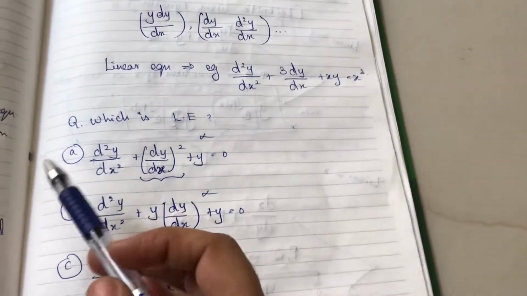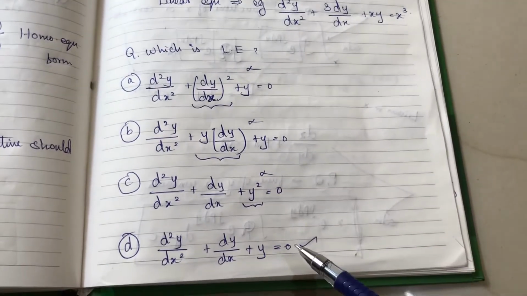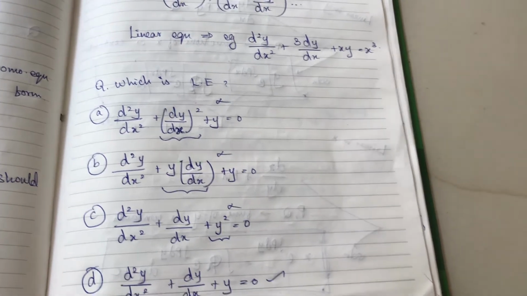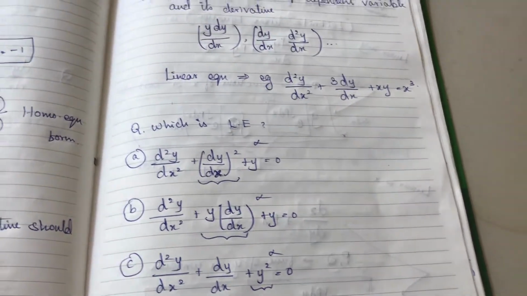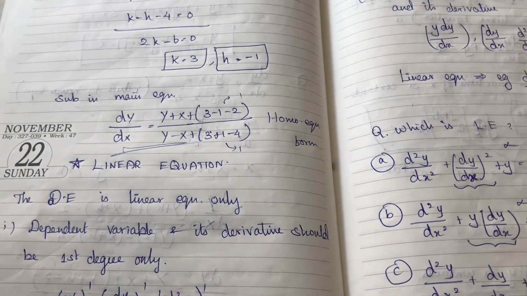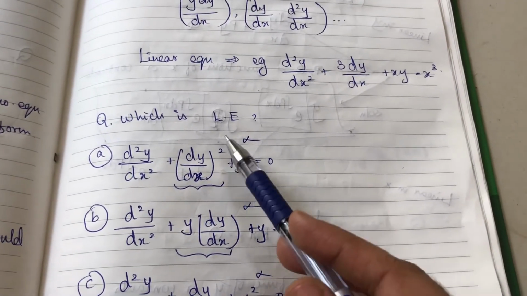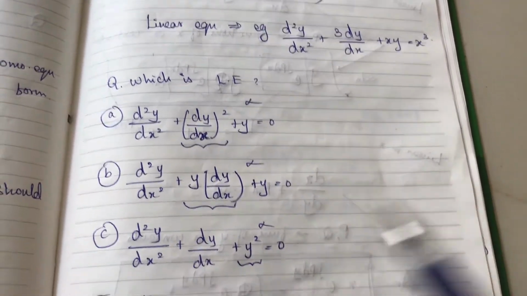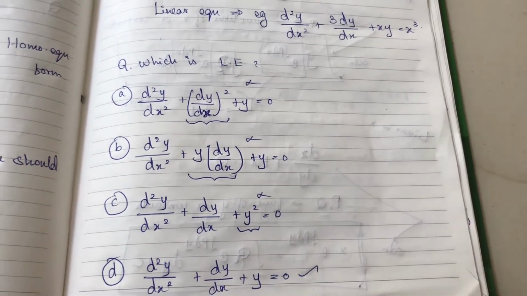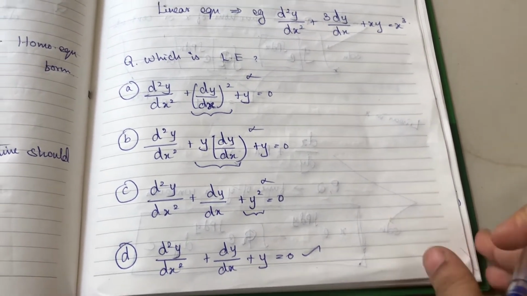And you can see here they have asked one question, which is the linear equation. They have given 4 equations. So we know that a differential equation is said to be linear only when the derivative and the variable are in first degree and these are not in product. So you can see here it has second degree, so this one will be cancelled. Here it was in product, so this one will be cancelled. Second degree, this one will be cancelled. Only 1 degrees and there is no product in it, so this one is the correct answer.